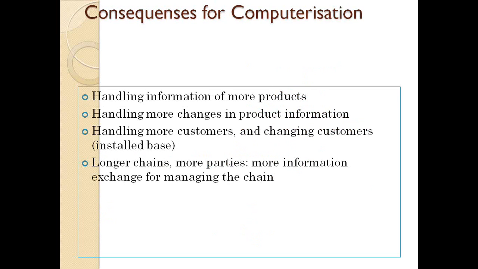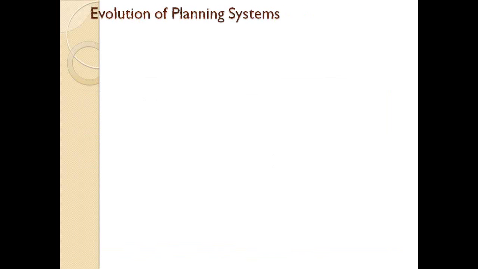Consequences of computerization. What happens when we computerize? The handling of information is possible for more products, handling more changes in the product information, handling of more customers and changing the customers or other the installed base, and longer chains, more parties, more information enhancements for managing the chain.